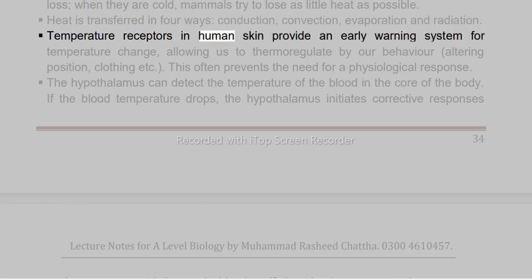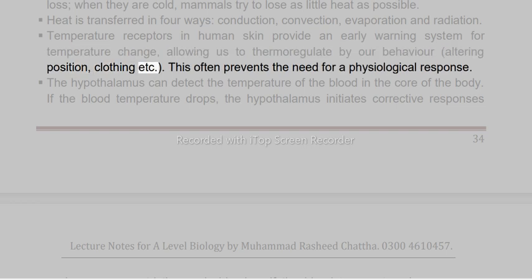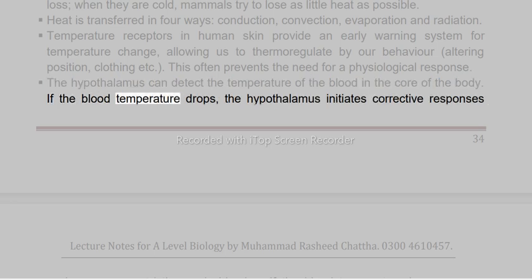Temperature receptors in human skin provide an early warning system for temperature change, allowing us to thermoregulate by our behavior, altering position, clothing, etc. This often prevents the need for a physiological response. The hypothalamus can detect the temperature of the blood in the core of the body. If the blood temperature drops, the hypothalamus initiates corrective responses.